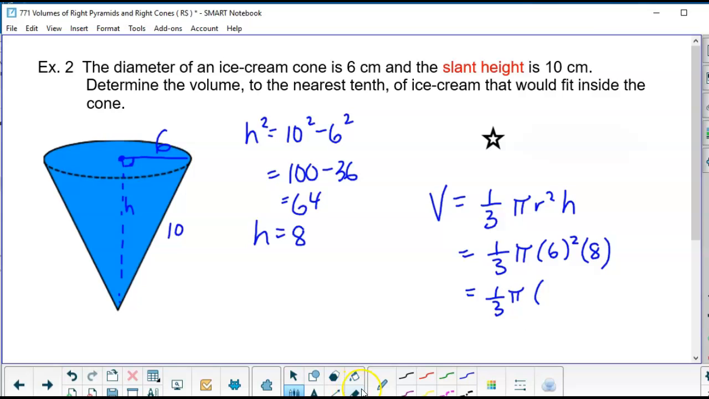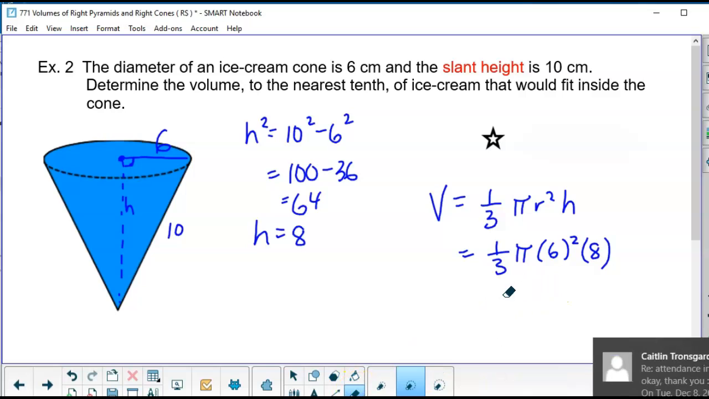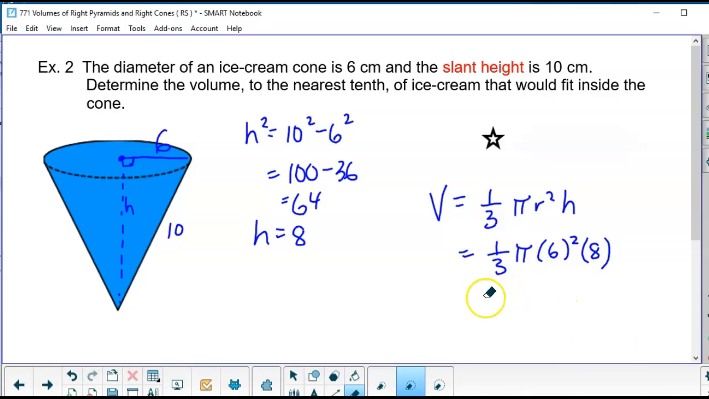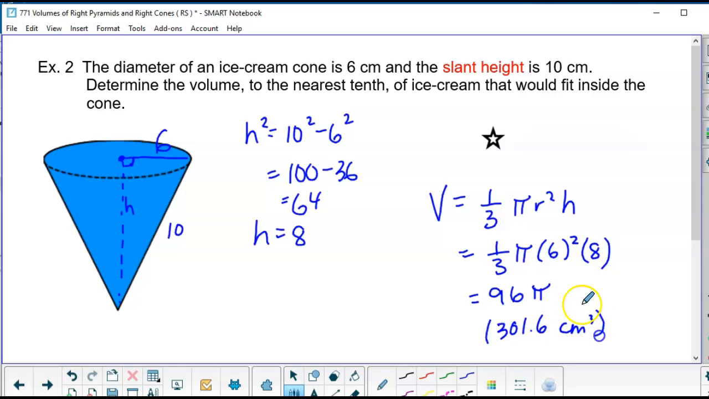Actually, just do this all at once. Okay, and I'm going to leave it in exact form. So sometimes we leave it as exact values. So that's going to be equal to 96 pi. If you did find the decimal form, it'd be 301.6, and that's going to be centimeters cubed. Okay, but this is the exact form. Didn't have to round anything.